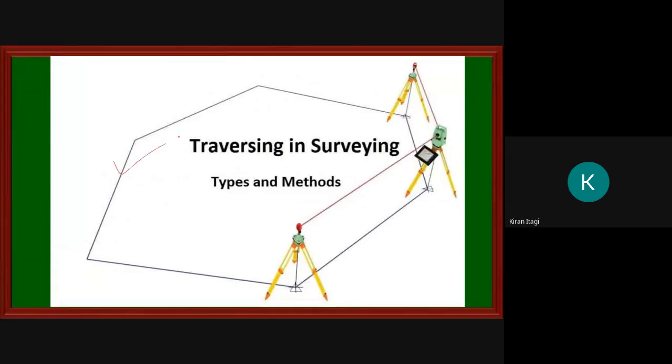Traversing is one of the important things. In traverse survey, a number of survey lines are connected to form a framework, and the length and the direction of the survey lines are measured with the help of a chain and angle measuring instruments, respectively. So these are your stations A, B, C, D, E, and F.